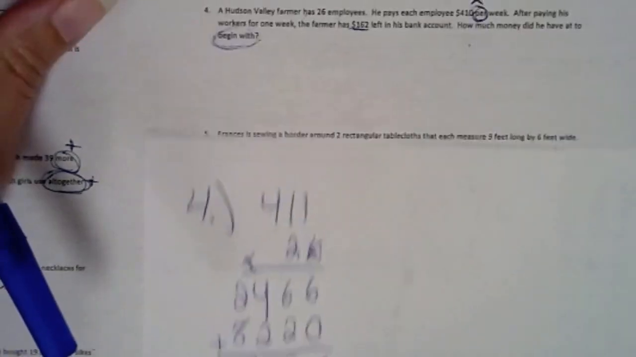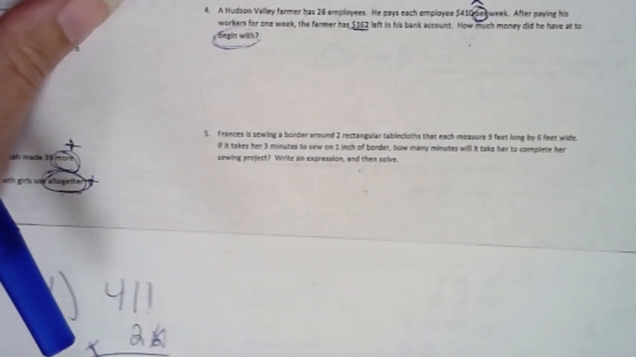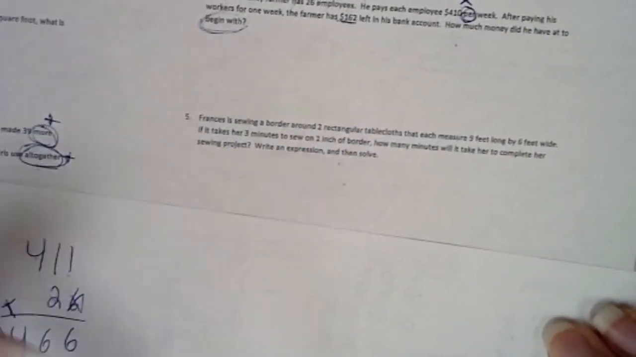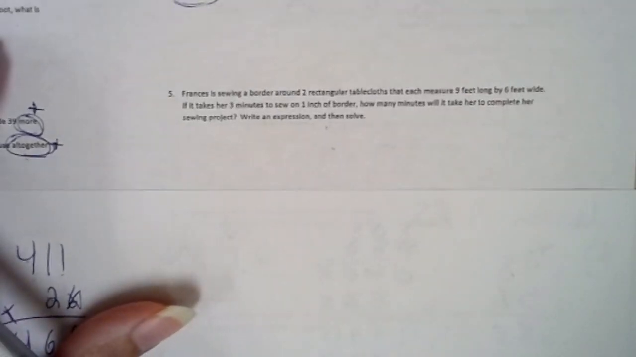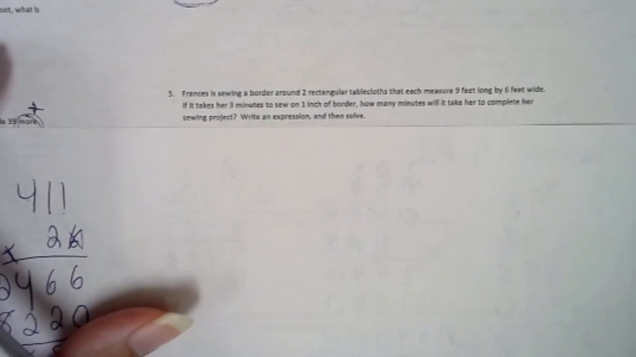All right, number 5. Francis is sewing a border around 2 rectangle tablecloths that each measure 9 feet by 6 feet. Is that a 6 or a 5? Let's see. That's a 6. So they each measure 9 feet by 6 feet wide. It takes her 3 minutes to sew on 1 inch of border. How many minutes will it take her to complete her sewing project?